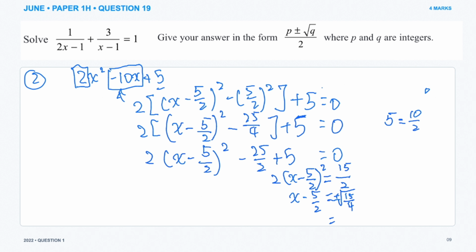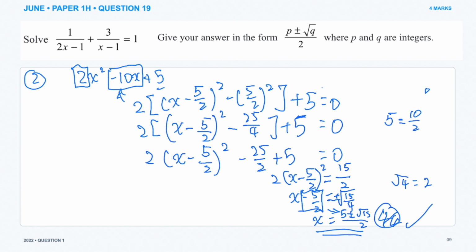So our last part is to just get x equals minus 5 add or minus root 15 all over 2, because root 4, as we know, can be simplified to 2, and we're moving the minus 5 over 2 to the other side. And that's another final answer for 4 marks.